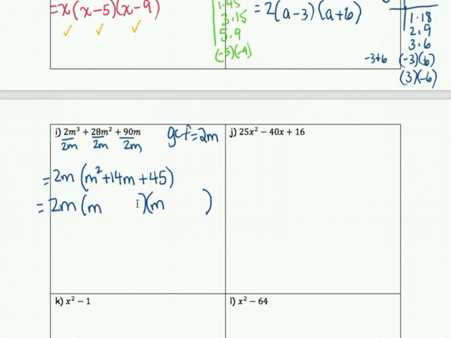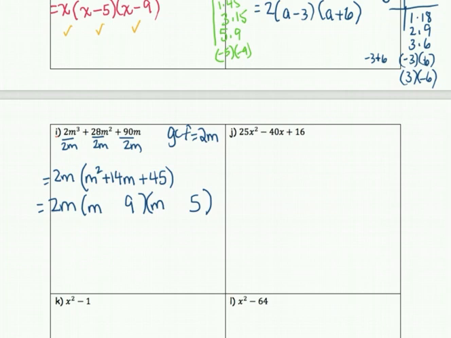Now we're going to figure out the last 2 numbers. We're going to look at the c value here, 45. In your head really quickly, what times what makes 45 and would add to make 14? Right away, I'm thinking 9 and 5.